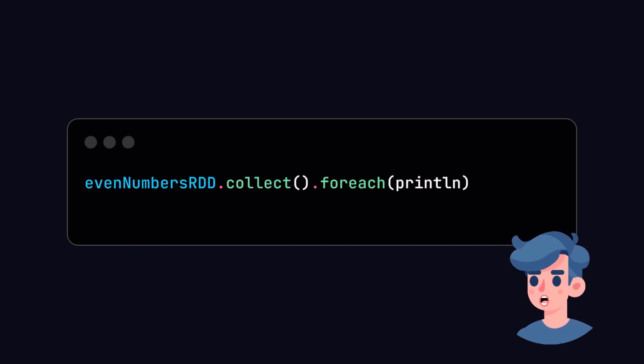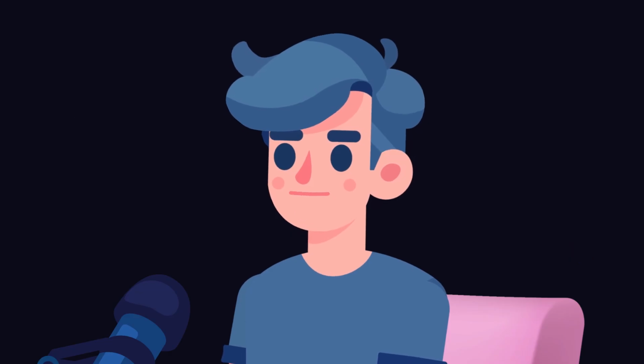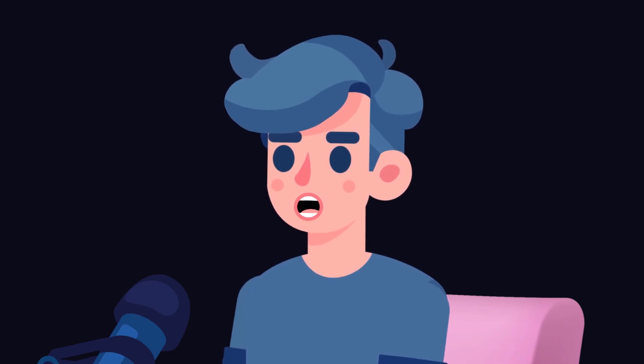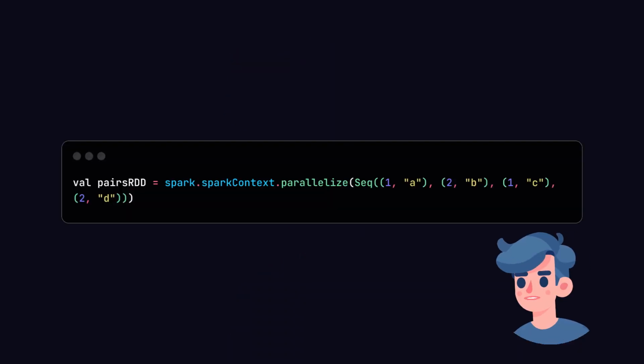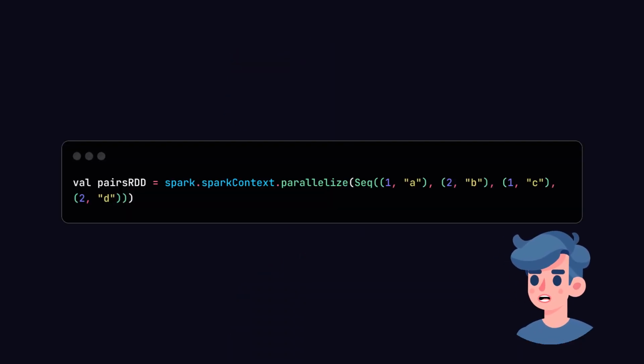Now, we will collect the result to see which even numbers we have. As we can see, the filter transformation successfully filtered out the even numbers from our original RDD. Up next, let's explore the reduceByKey operation with key-value pair RDDs.